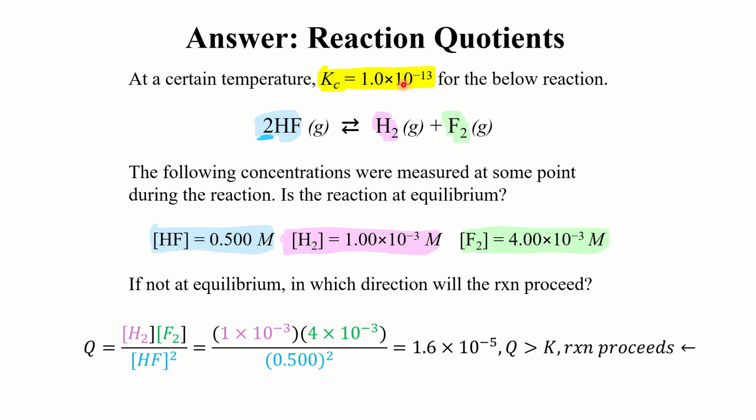Right here, we were told that Kc equals 1.0 times 10 to the negative 13th. So we can see that our Q value is bigger than our K value. The Q value is bigger than the K value, so the reaction is going to proceed left. This would be the correct answer here. The reaction proceeds left. We need to decrease the concentration of the products and increase the concentration of the reactant. We need to go left.